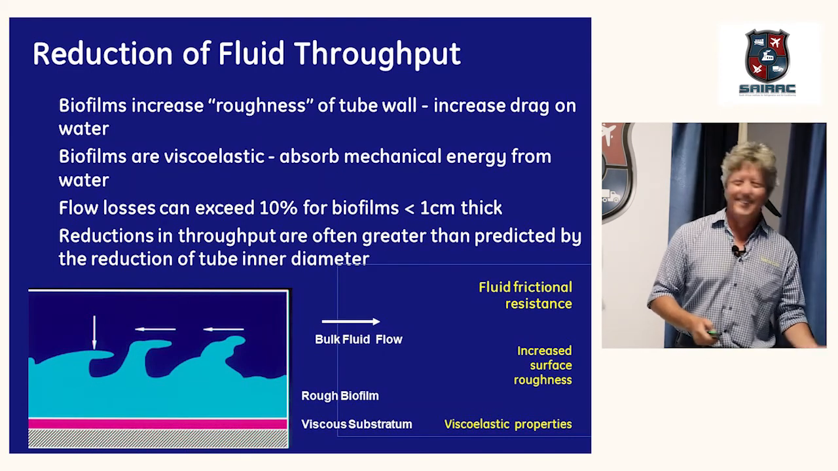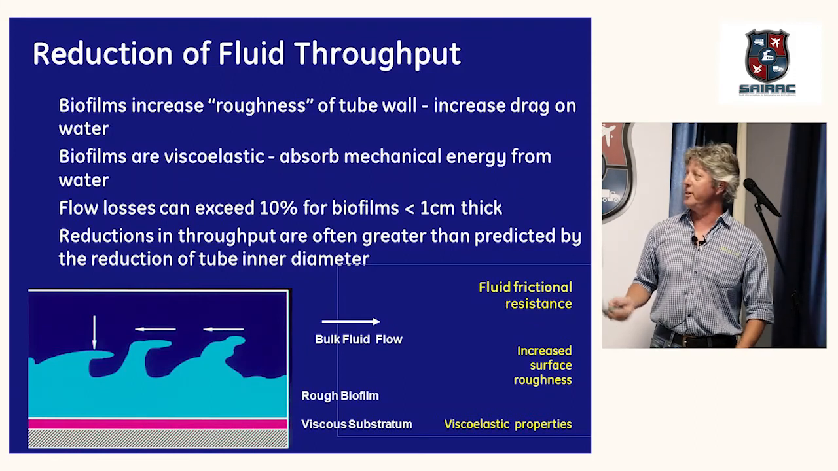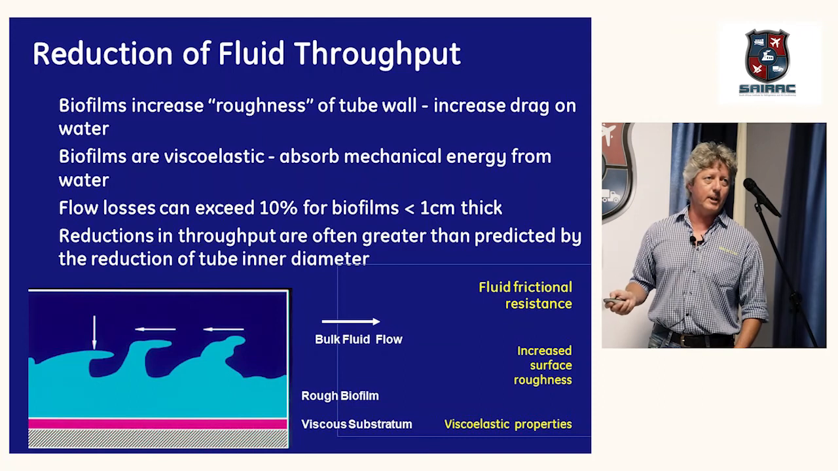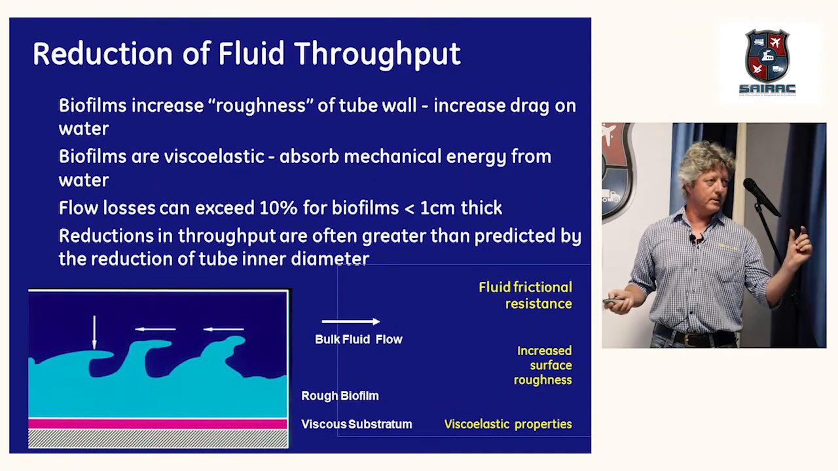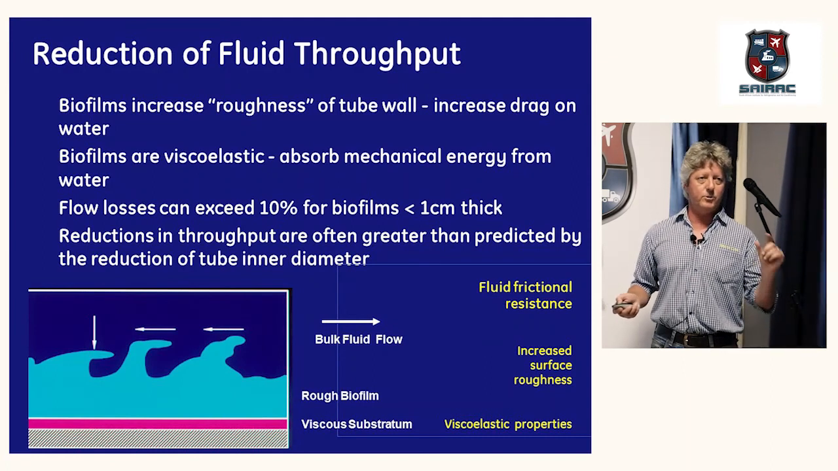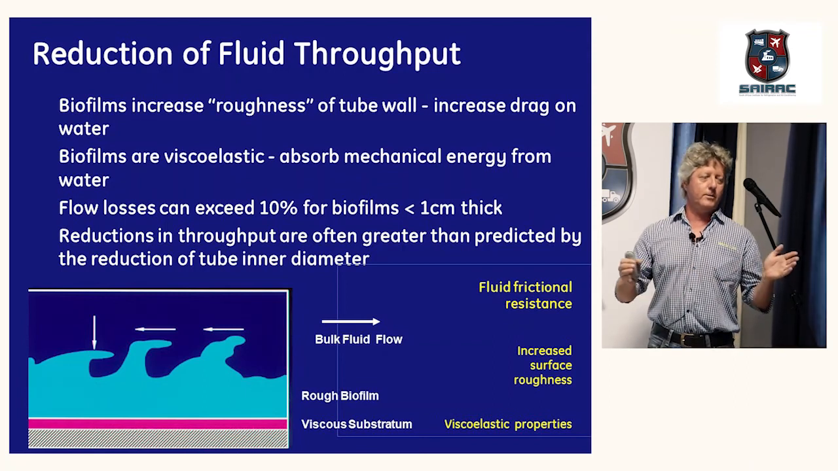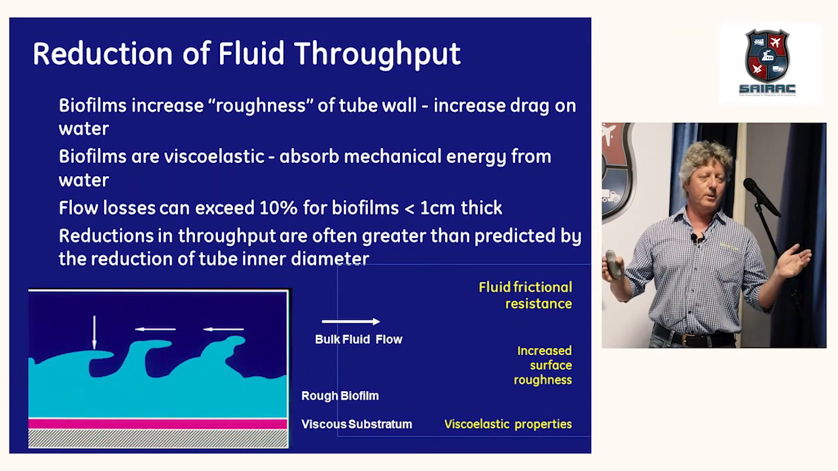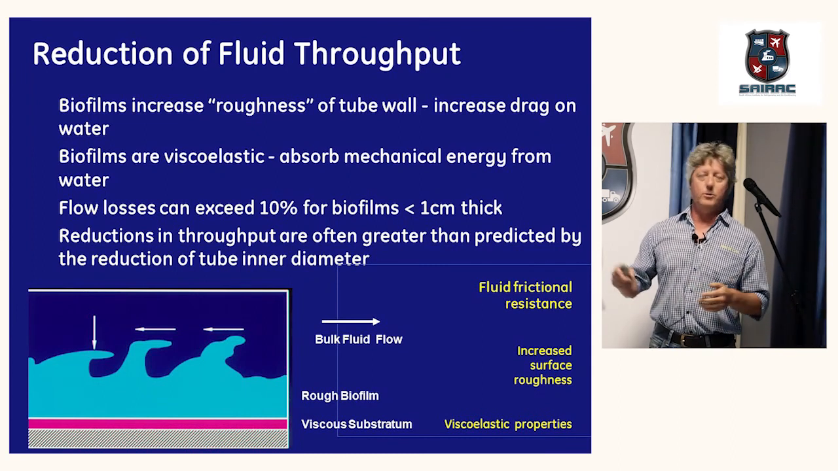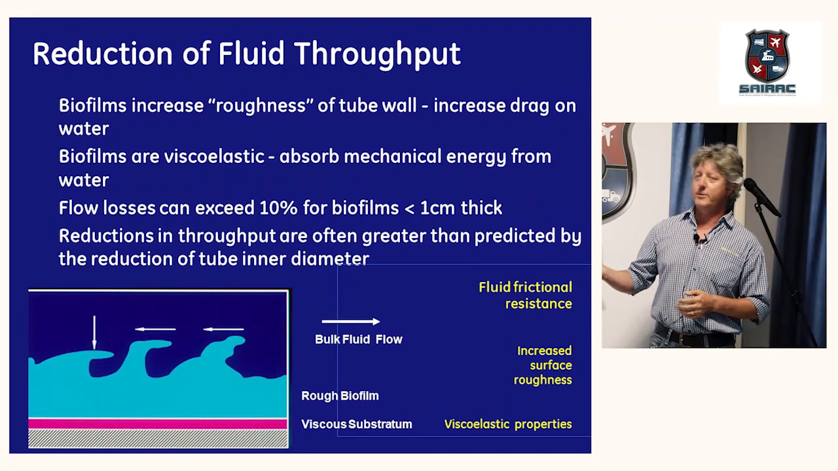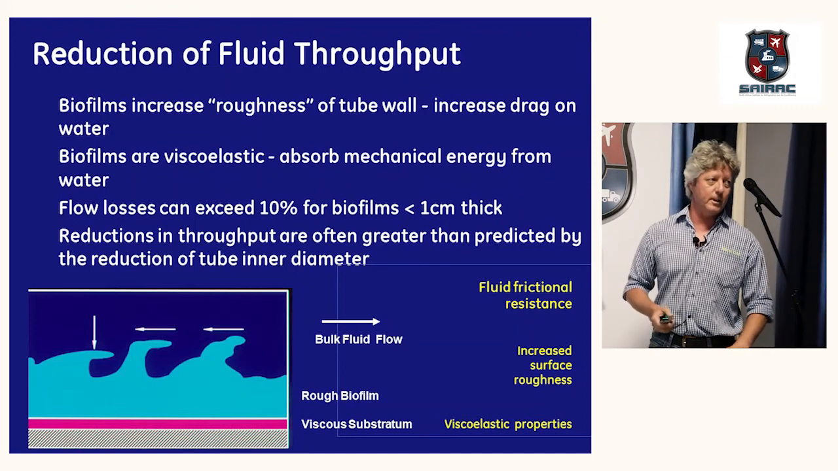Must I try and explain that? If your tube is 5 millimeters or 10 millimeters in diameter, and you have a 1 millimeter layer of slime in there, that means that your inner diameter is suddenly 8 millimeters. You can do a theoretical calculation on what the flow rate should then be. But then, because of your viscoelasticity and the roughness, the flow rate will actually be even less than what the theoretical calculation is.